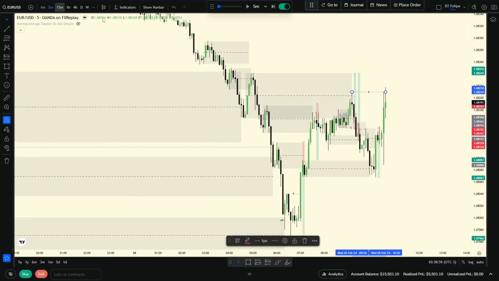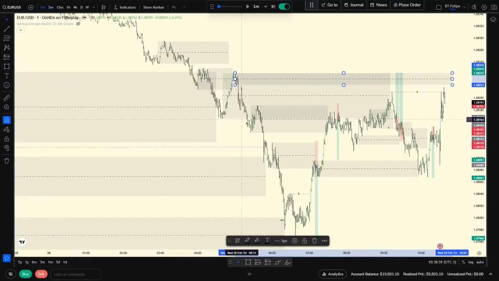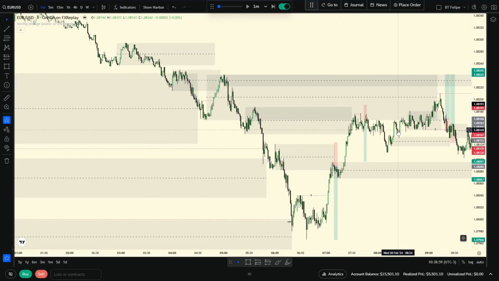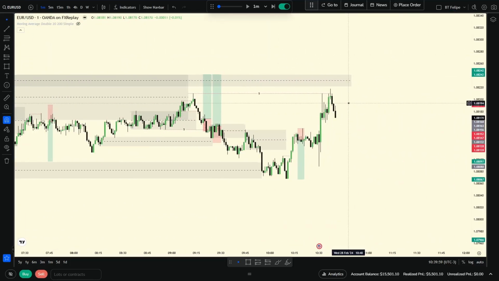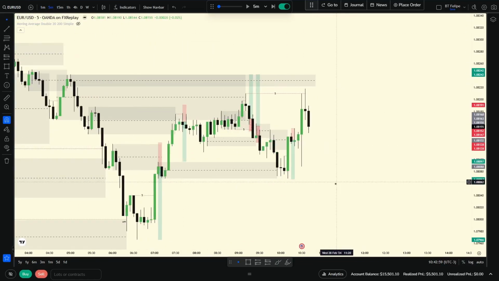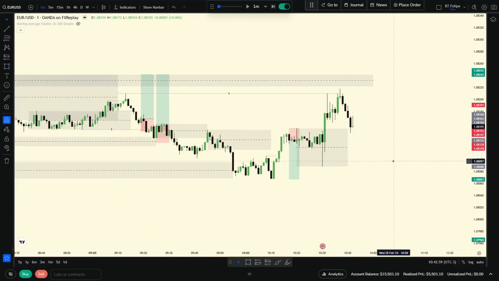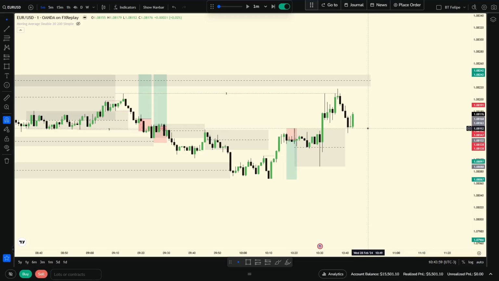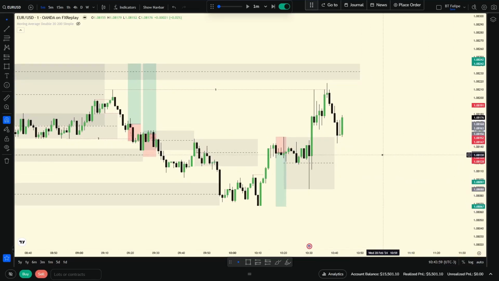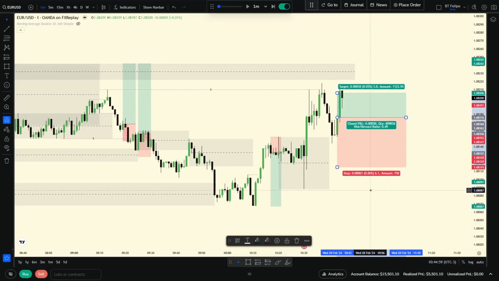Okay, M5 manipulation. There is only this candle. Unmitigated. Maybe we can short, price comes here. And we can also long right now. Tap the beginning of the POI. Too big of a stop loss.